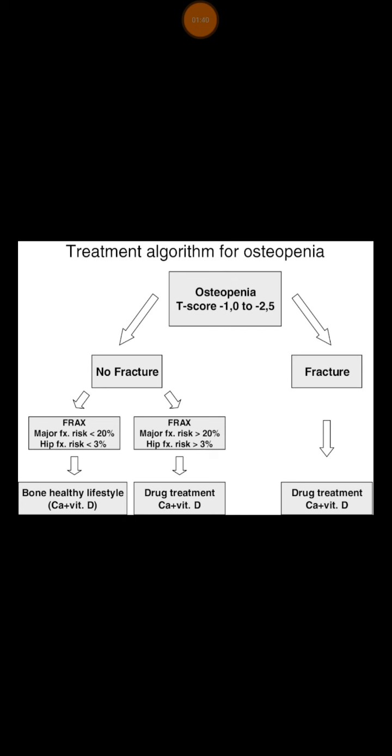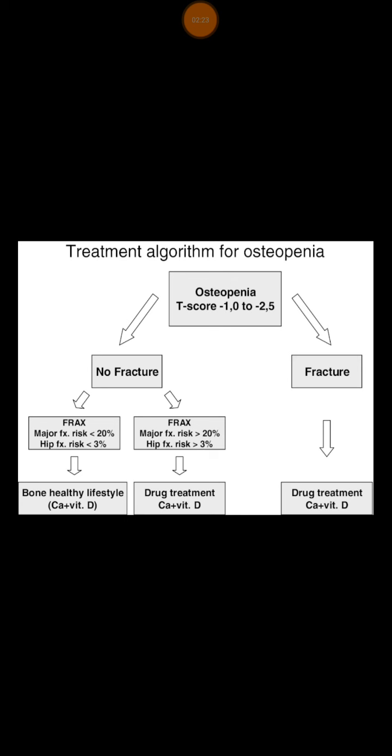So the rule says any patient defined as having osteoporosis, you need to start drug treatment. The controversy comes when the patient is in the osteopenia range. So if the patient is osteopenic with a history of fracture, then you need to consider drug treatment. But if the patient is not giving a history of fracture, then you can use what we call the FRAX score. Now, what is the FRAX score? FRAX score is a score which tells us the 10-year risk of fracture.